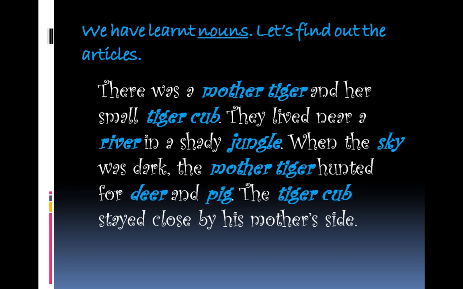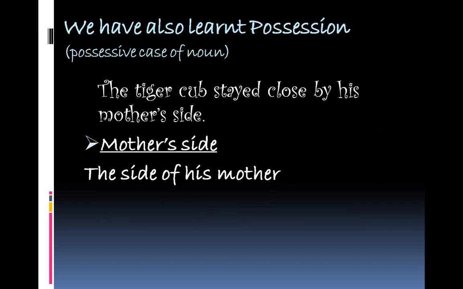And the expanded form is when you are using of. How can you use that? The side of his mother. Whose mother? The tiger cub's mother. Okay, the side of his mother. And the short form is mother's side.